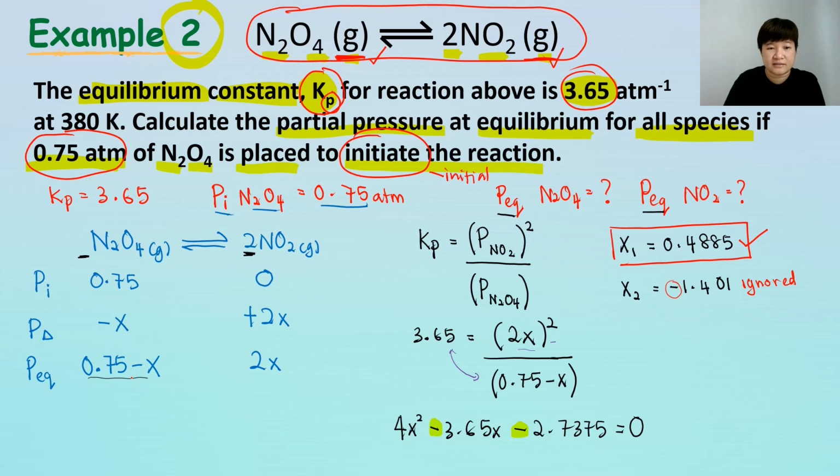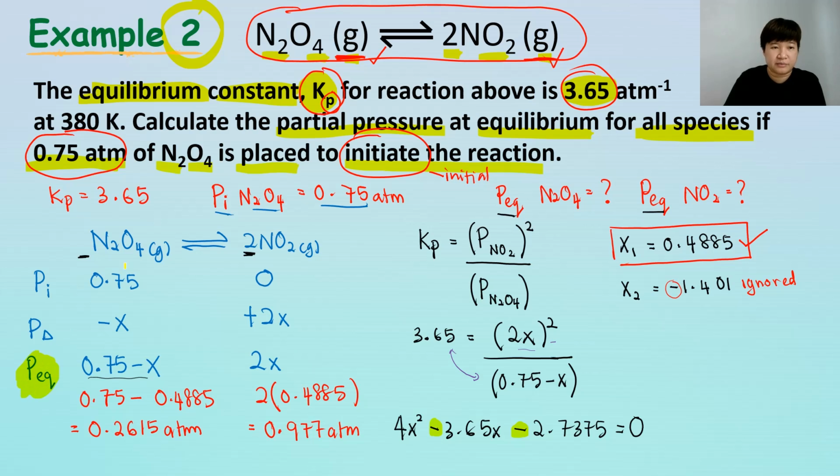When you have found your x already, you put it into your ice table again. So you have your ice table here, 0.75 minus 0.4885. So your partial pressure equilibrium of N2O4 calculated will be 0.2615 atm. And over here you have 2x, so it will be 2 times 0.4885 and you will have 0.977 atm. So the partial pressure at equilibrium for N2O4 is 0.2615 atm, and for NO2 is 0.977 atm. Simple.